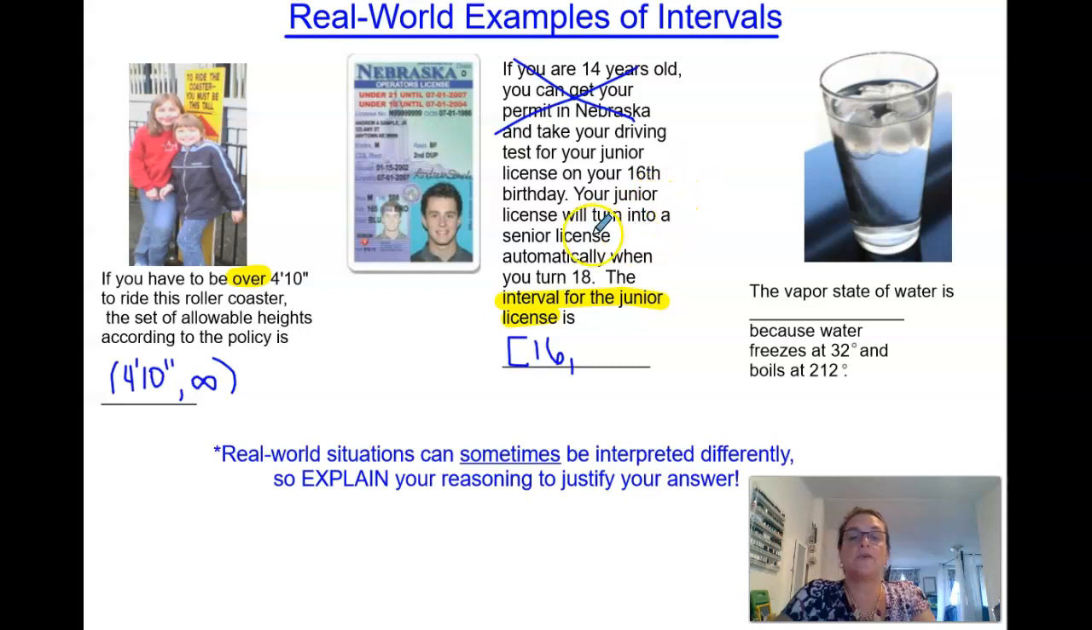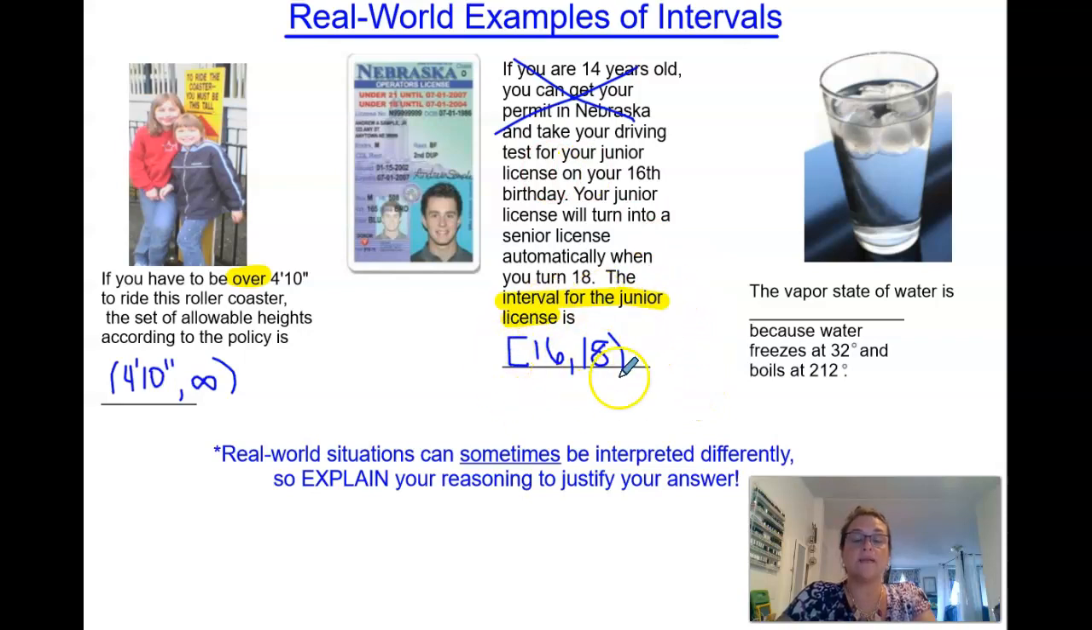So your junior license will turn into a senior license automatically when you turn 18. So on your 18th birthday, do you still have a junior license? If it's a senior license on your 18th birthday automatically, then it's no longer a junior license, and that means the 18 needs a parenthesis, because all the way up to the second before, the nanosecond before, the 100th of a nanosecond before you turn 18, it's a junior license, but the moment you turn 18, it's a senior license. So this interval is from 16, including everything up to, but not 18. And that would be the interval for your junior license.